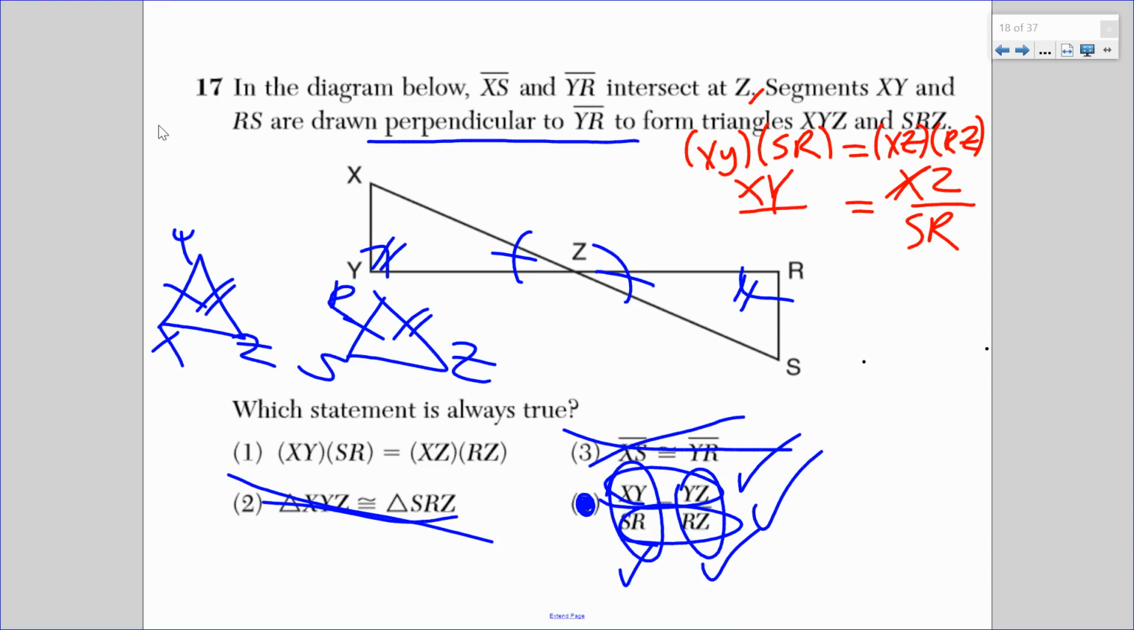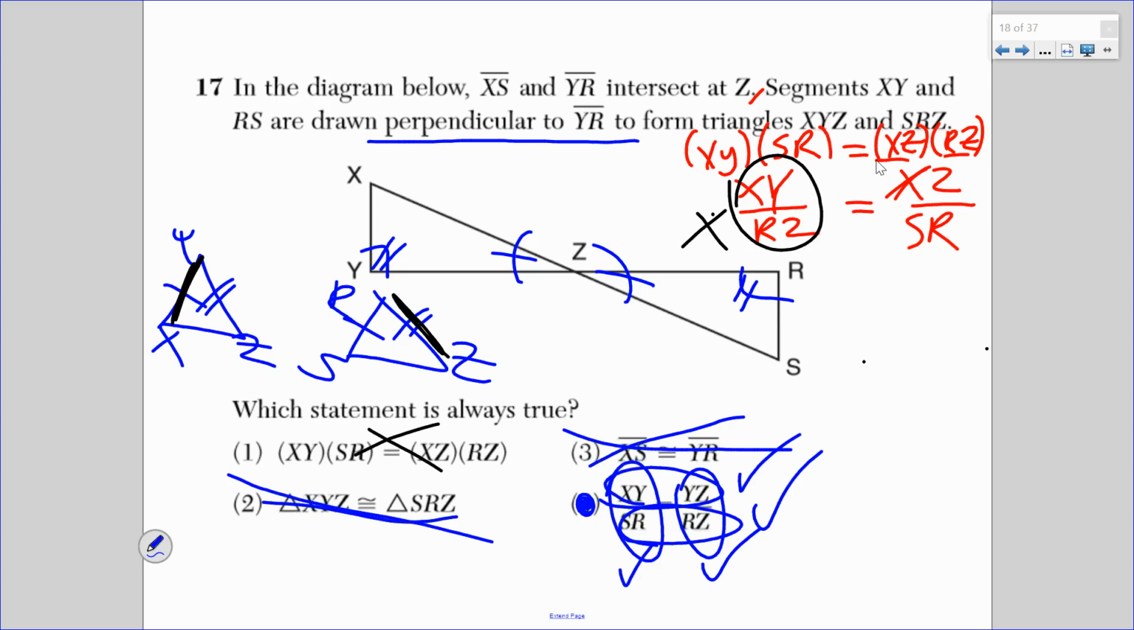So, again, I'm going backwards to the proportion. X, Z, and R, Z should be opposite from each other. And now I'm going to test this proportion. X, Y, and R, Z. They don't correspond. Therefore, that proportion is not correct. Your answer is choice four.